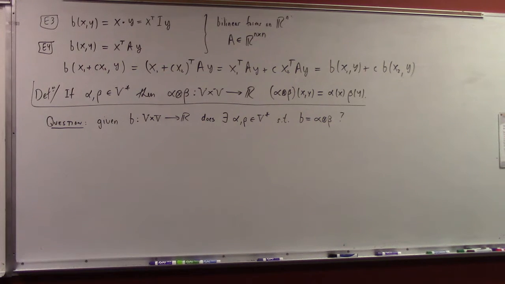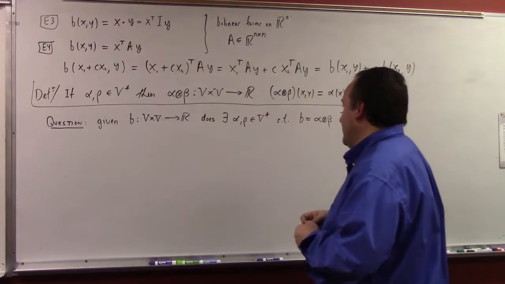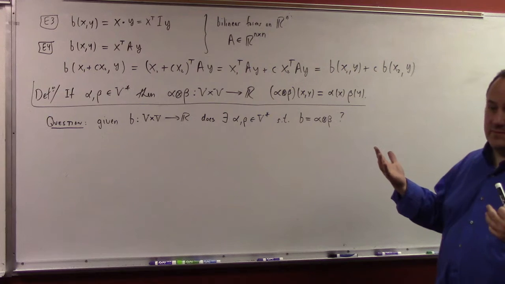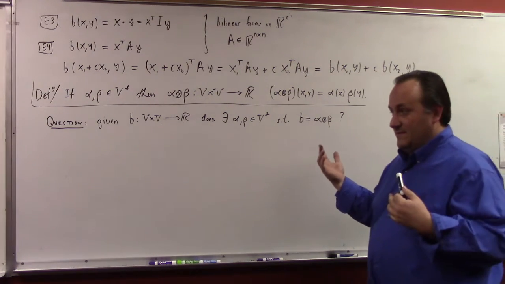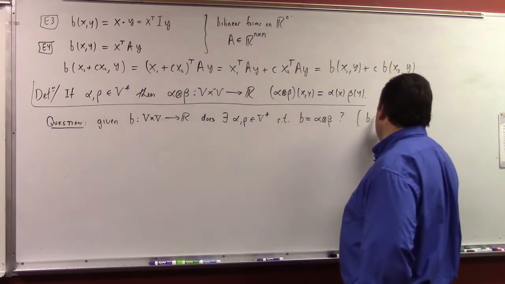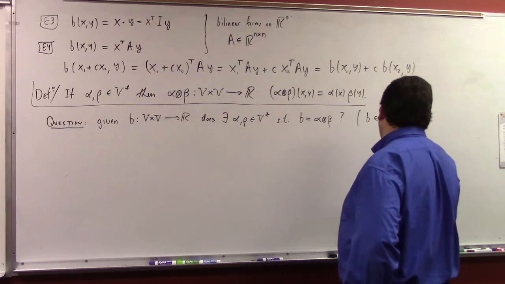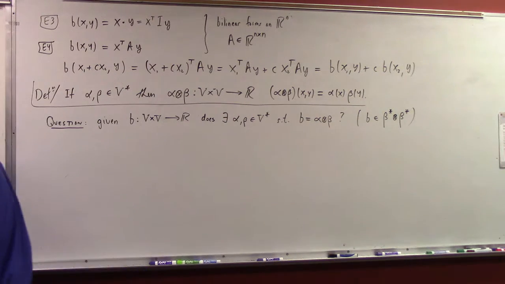I'm not going to answer the question. I'm just saying that's the question you can ask: for a given bilinear form, does there actually exist such alpha and beta? I mean, it's possible. Obviously, it's clearly the case if B is an element of what I've called V dual tensor V dual, right? That's definitely the case. But you could have other things, right?